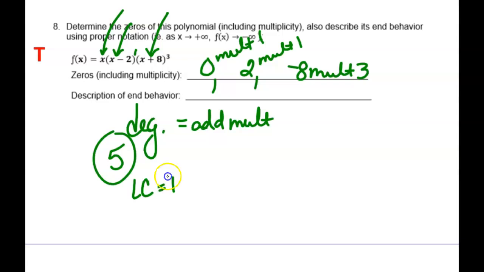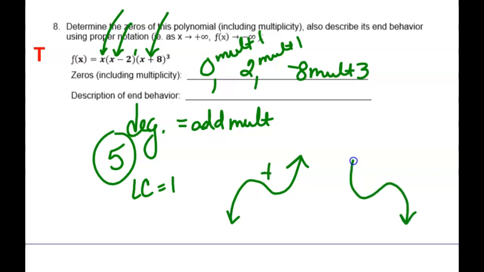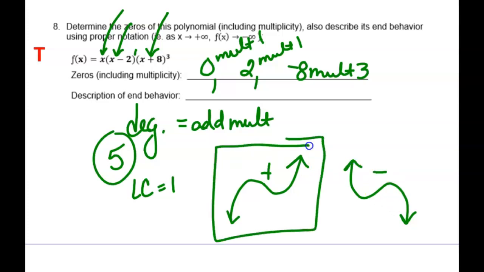So a degree 5 is an odd multiplicity. The ends go opposite directions. If you have a positive leading coefficient, it looks like this. If we had a negative leading coefficient, it would look like this. Ours is positive, so it looks like this.